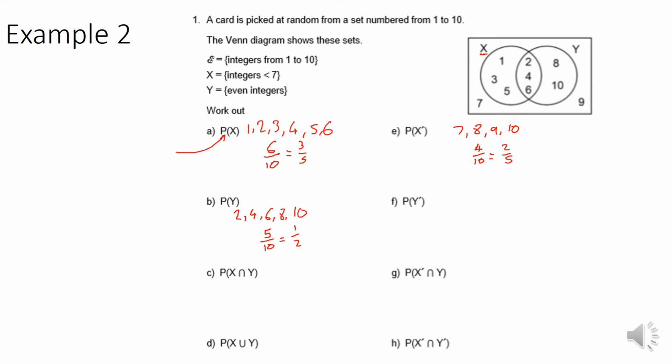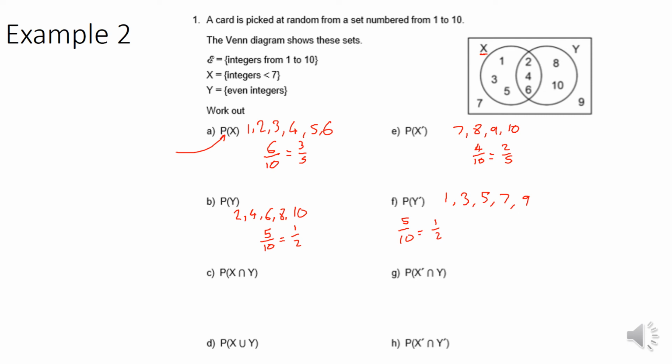Okay. Probability of not Y. So because we know Y and not Y are mutually exclusive, we know that they add to 1. So if P of Y is a half, we know that P of not Y is also a half. But we could also do that by looking at what's not Y, and that is 1, 3, 5, 7, 9. So you've got 5 out of 10, or 1/2.